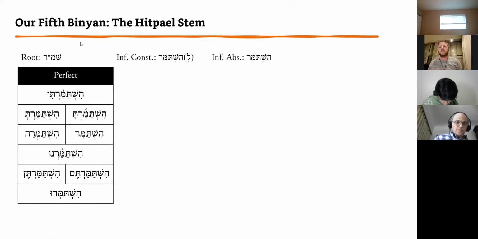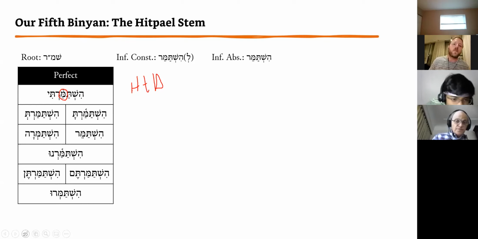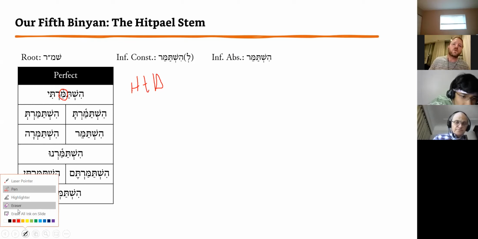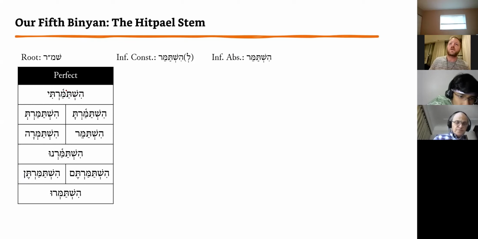Hishtamarti. Notice the pieces of that. Let me highlight them for you. That dagesh, that's what we're talking about. It's a hit and then d. The d is because it's doubled. The hit is because it's got the prefix. This root is a bit funky because the shin and the tav have changed places. This is metathesis. It's on page 244.